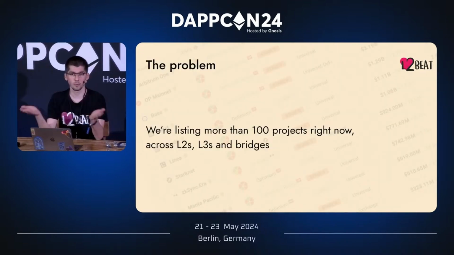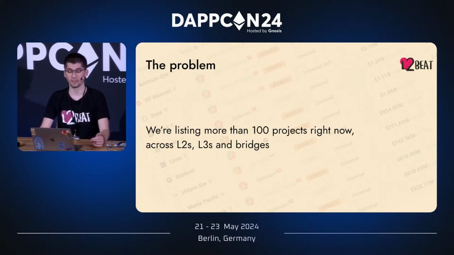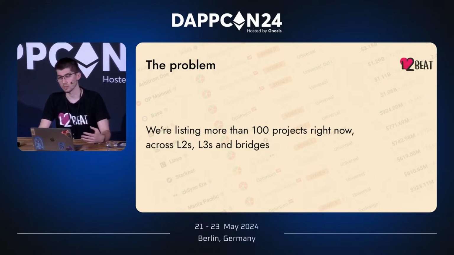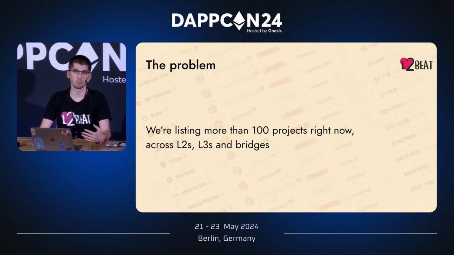Now I'm going to state the problem that we face. We are listing more than 100 projects right now, across L2s, L3s, and bridges. We're analyzing all of them, and by analyzing, I mean not only displaying TVL, but doing in-depth research about those projects. We look at the smart contracts, the upgradability, and the security guarantees, and we would like our information on the website to be up to date.